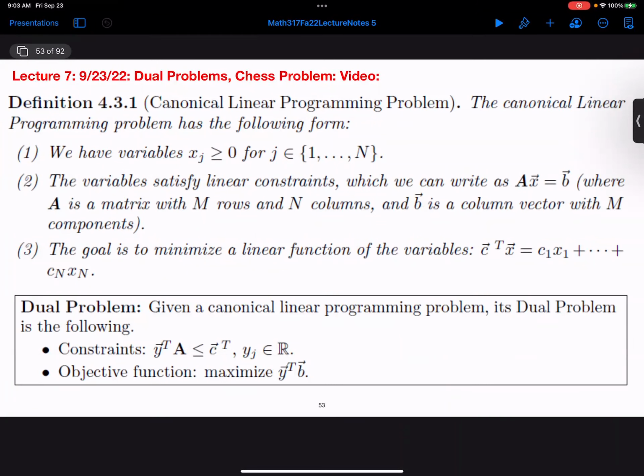In linear algebra, we're trying to solve a system of equations. So we're trying to solve AX equals B. We often have the same number of equations as unknowns. And if your matrix A is invertible, then X is just A inverse times B, and you have a really nice, explicit, theoretical way of solving the system.